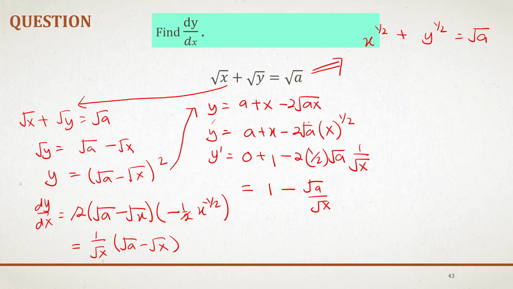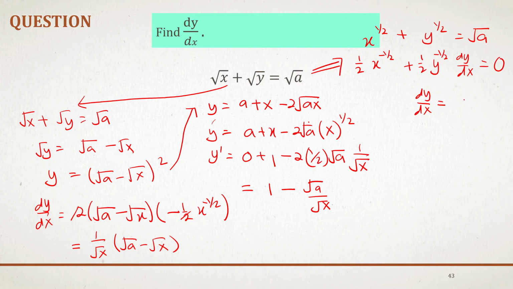Why I don't bother with this A? Because A is a constant, so it's going to disappear. So when I differentiate this one, (1/2)x^(-1/2), and then this one is (1/2)y^(-1/2) dy/dx, and the right side becomes 0. So I rearrange for dy/dx.